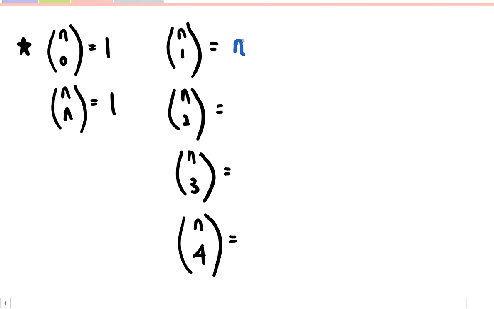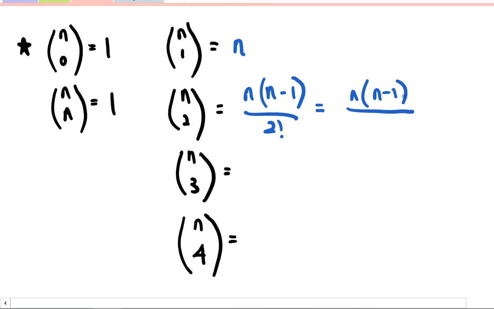Okay, n choose 2 will be n, followed by n minus 1, with a 2 factorial at the bottom. Since it's n choose 2, I must see 2 terms on top, n followed by n minus 1. And what's the meaning of 2 factorial? It's 2 times 1. Of course, you can use your calculator as well. This will give us a 2.